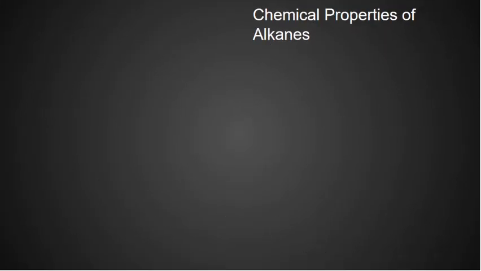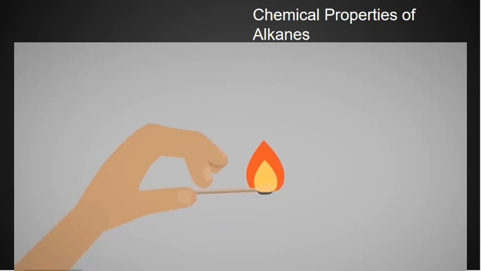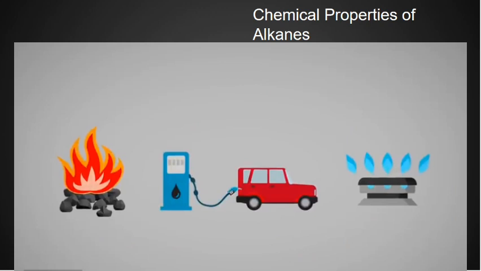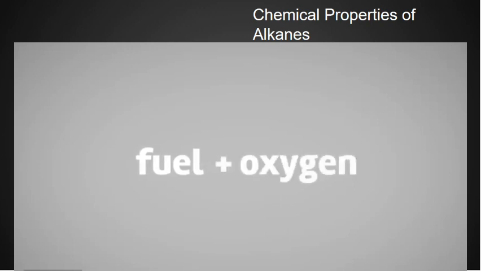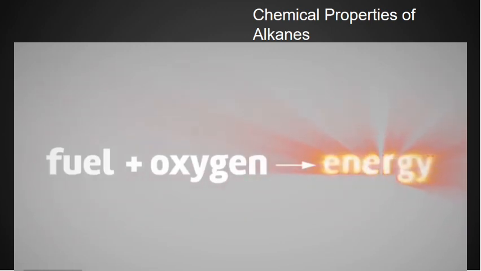So let's look at the chemical properties of alkanes. They are generally unreactive. They undergo combustion to produce CO2 and water. Combustion has to do with the ability of the substance to burn in the presence of air. So alkanes generally have the ability to burn in air, and that's why they can be used as fuel. Even the gas we use at home for cooking is actually an alkane.